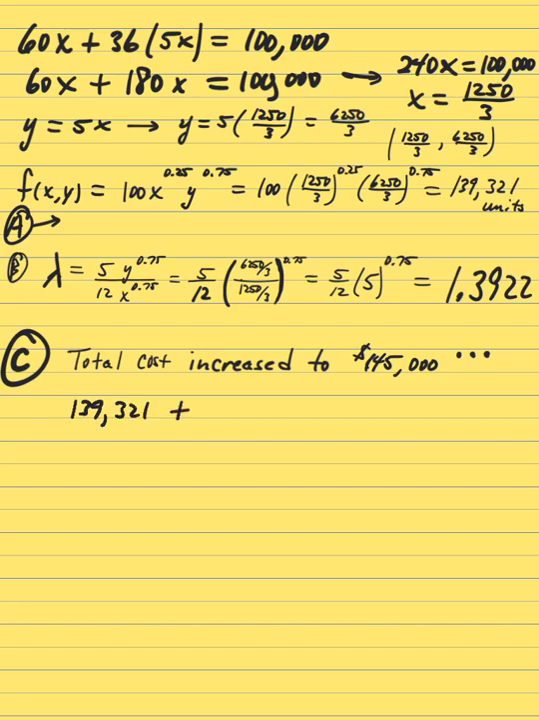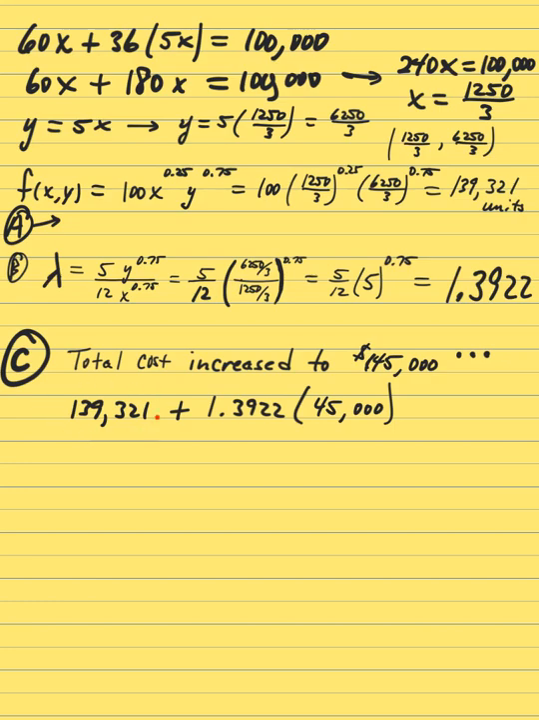plus lambda, which we got to be 1.3922. Lambda is marginal. It's going to be that little bit of a gap increase. Now, originally we had 100,000. If we up that to 145,000, then we're looking at increasing the productivity on 45,000 only. Okay, let's look at that.